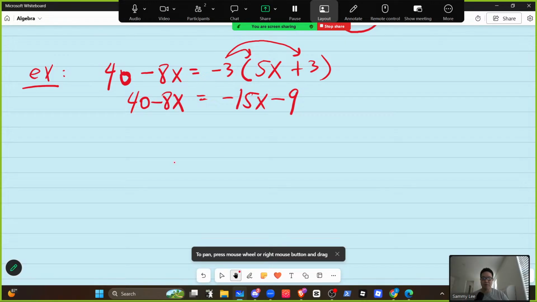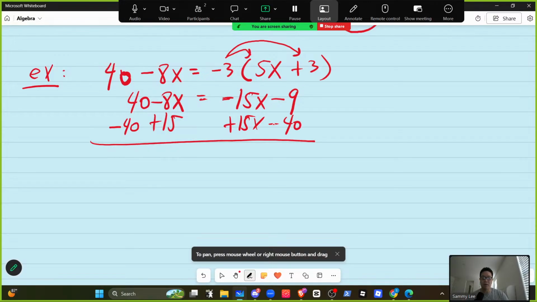And now we can start to isolate x. So how do we do that? Let's say I want x on the left side. Then you add 15x. Yep. So add 15x to both sides. And how would I move this 40 to the other side? You subtract 40 on both sides. Yep. So we're going to subtract 40. And notice what happens. The 15s cancel out. The 40s cancel out.